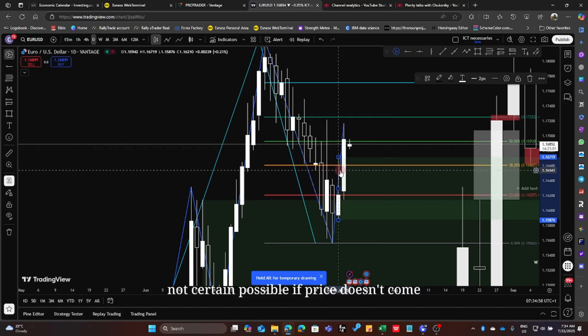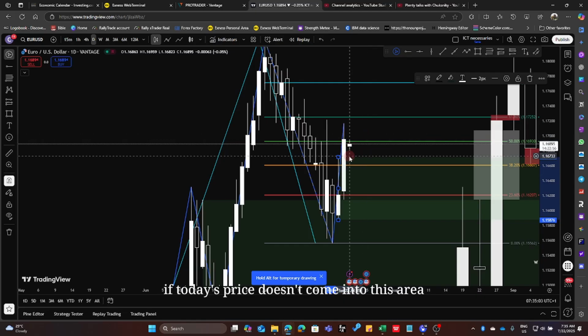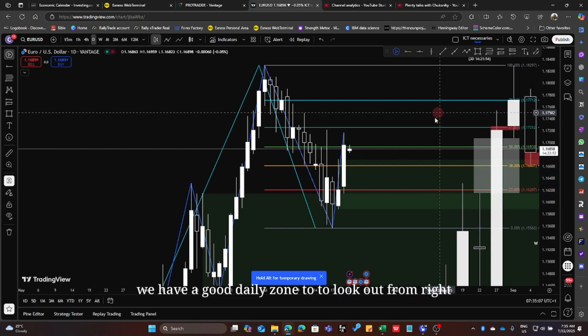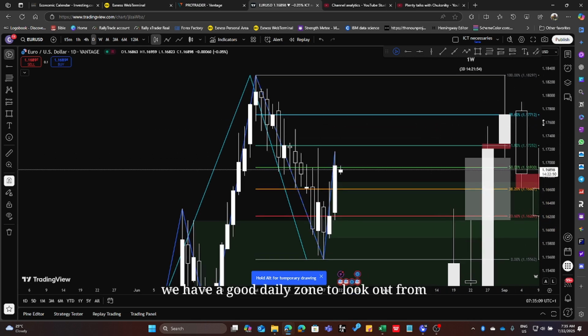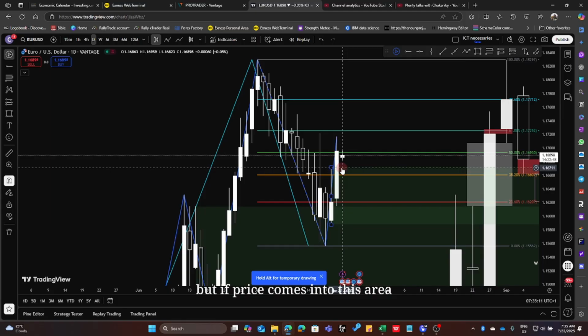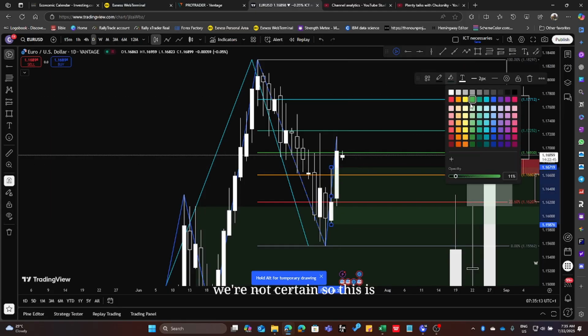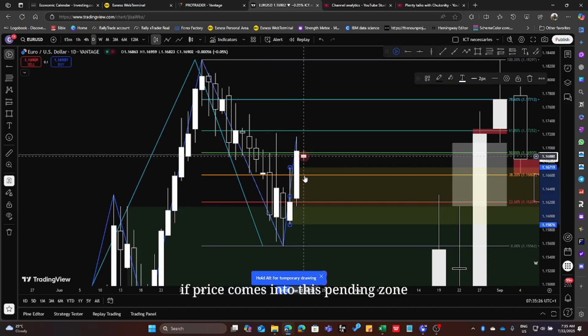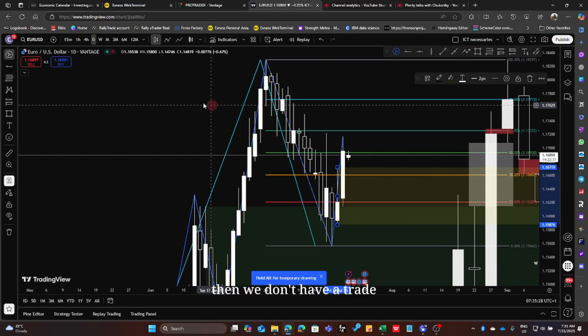Possible, not certain. Possible. If today's price doesn't come into this area, we have a good daily zone to look out from. But if price comes into this area, we're not certain. So I'll make this yellow in color and I'll call it pending zone. If price comes into this pending zone, then we don't have a trade.